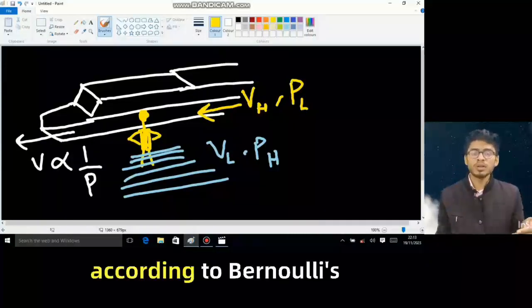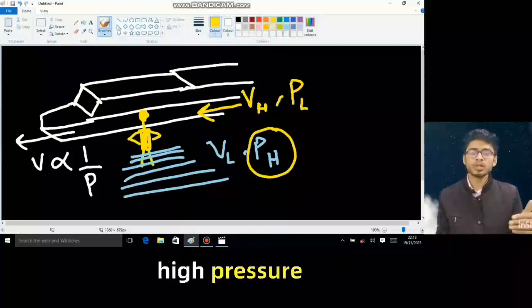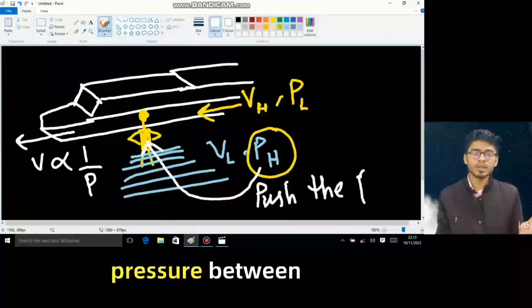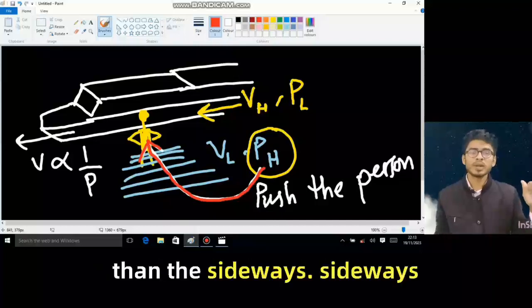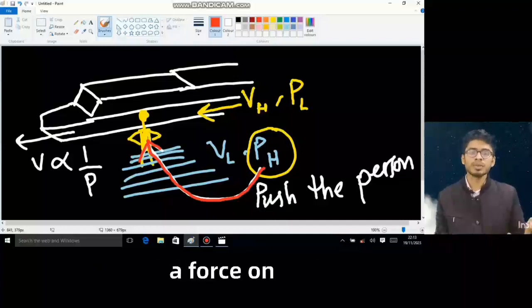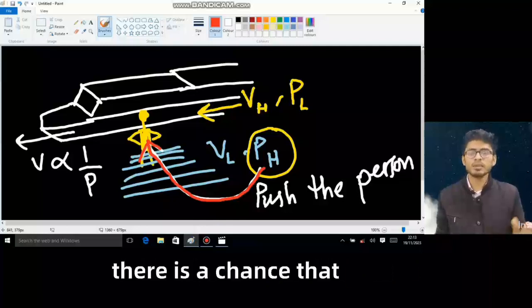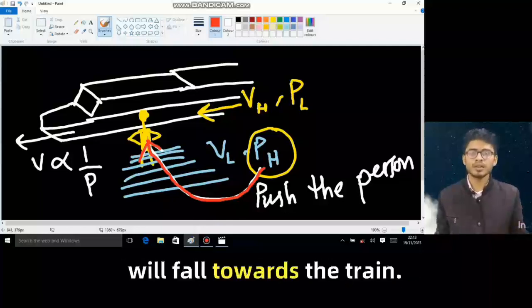So, according to Bernoulli's equation, where the speed is high, pressure will be low, which means that the pressure between the person and the train is low. Then the high pressure on the other side will exert a force on the person, and yes, there is a chance that the person will fall towards the train.